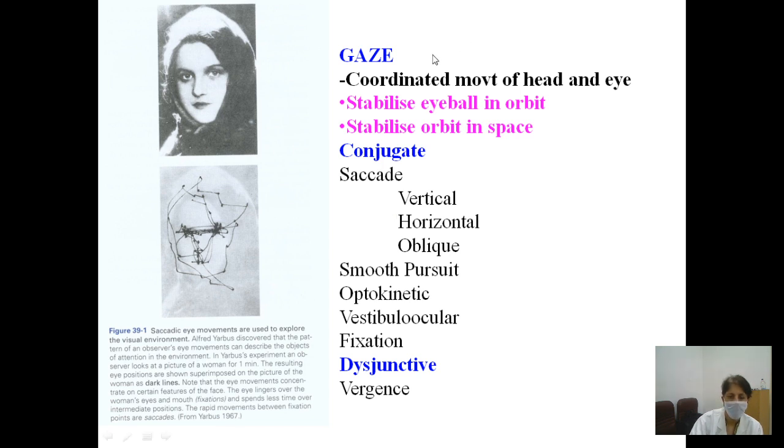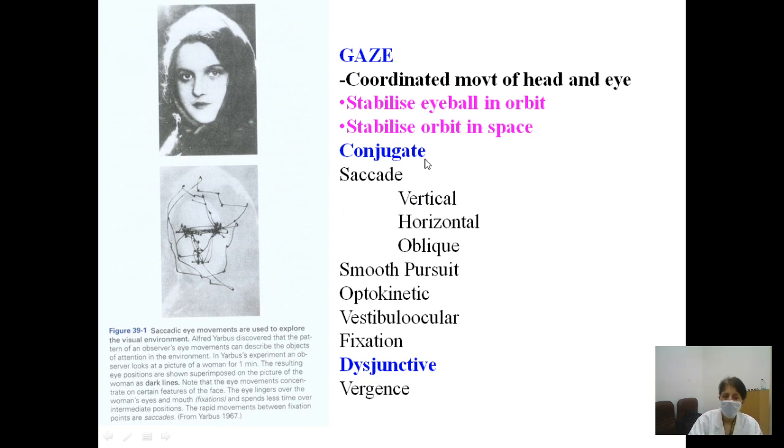Okay, so we've seen what a saccade is, so what is a conjugate movement and a disjunctive movement? Conjugate movements are when the eyes move in the same direction, the same amount, simultaneously. These could be saccades, smooth pursuit movements, or fixation. Saccades are rapid jerky movements. These are voluntary movements which can be made in response to visual, acoustic, or tactile stimuli, right? For these movements, the center is in the frontal eye field.